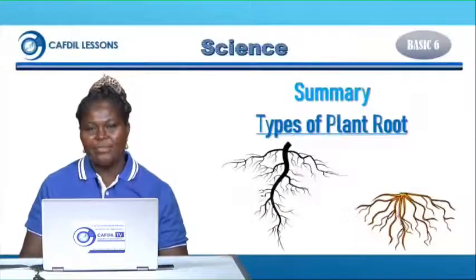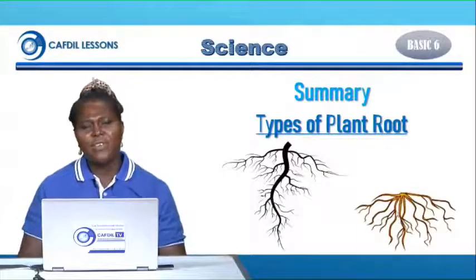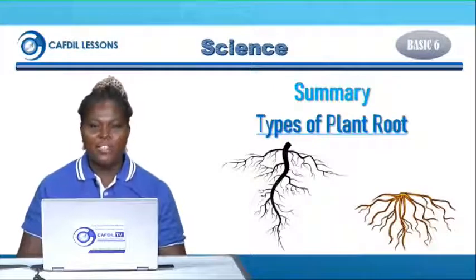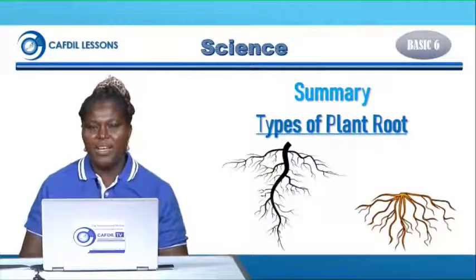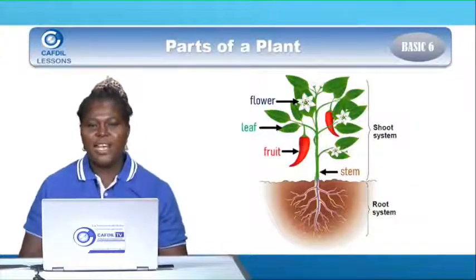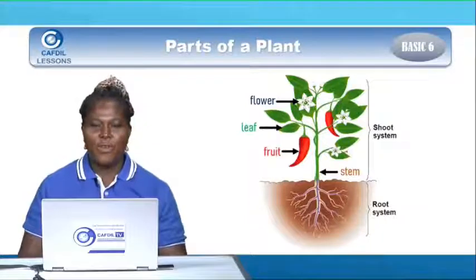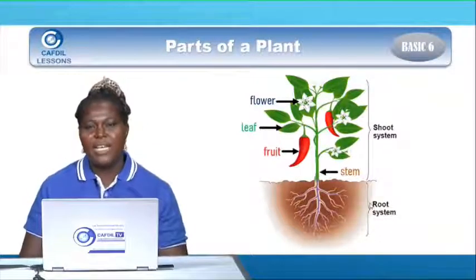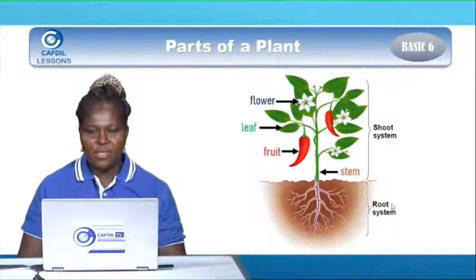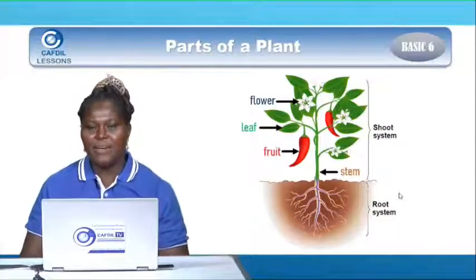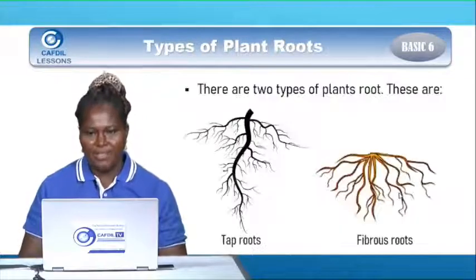Good. So, we have come to the summary of our lesson on types of plant roots. Now, we looked at the parts of a plant. And the parts of the plant, we have the flower, the leaves, the fruits, the stem. These are the parts of the plants.